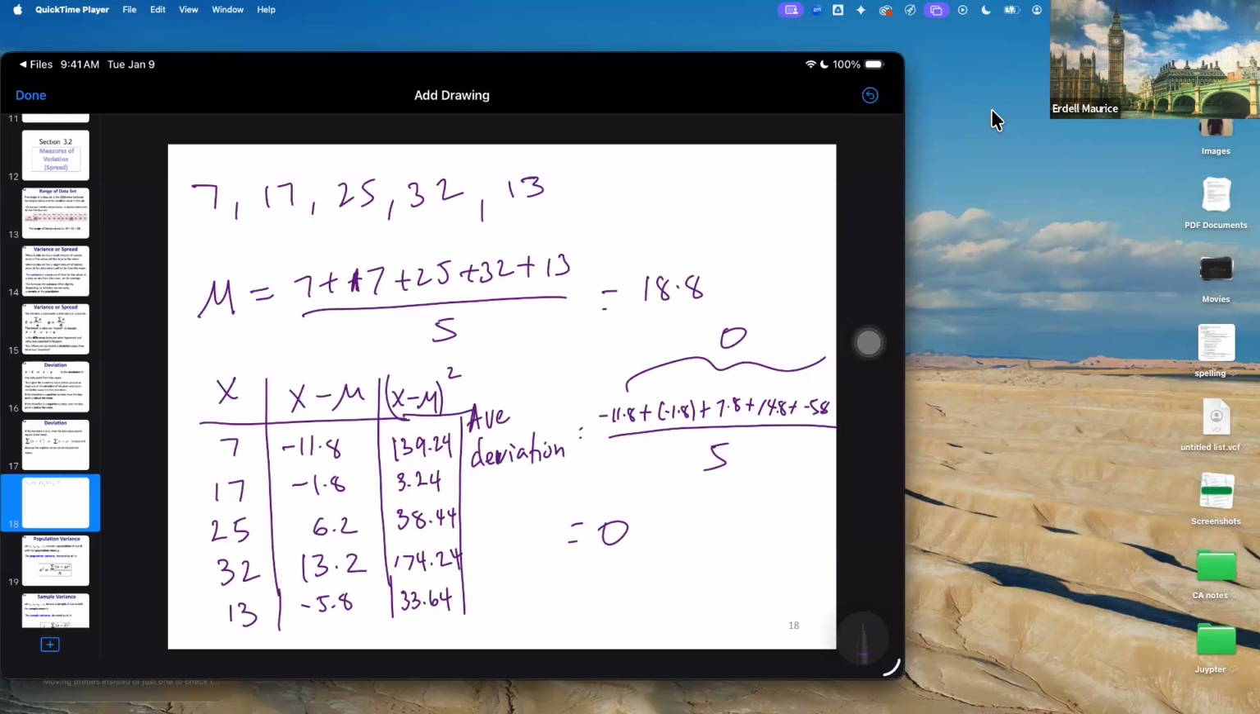We add up all these squared deviations and then divide by 5. What do you get when you add up all these numbers and divide by 5? What do you get?